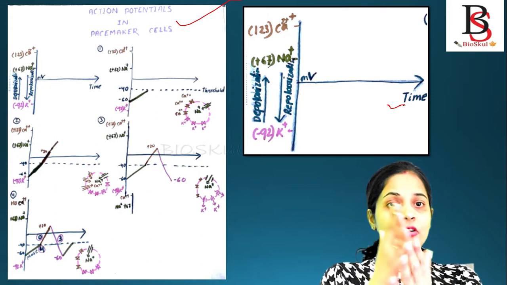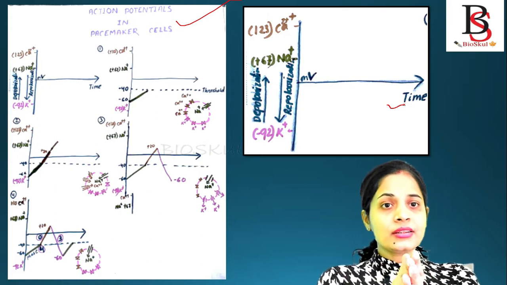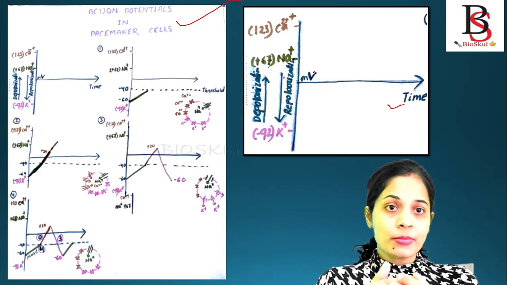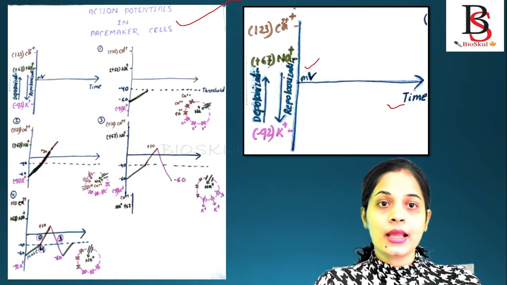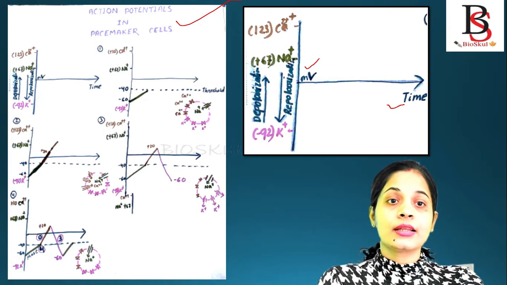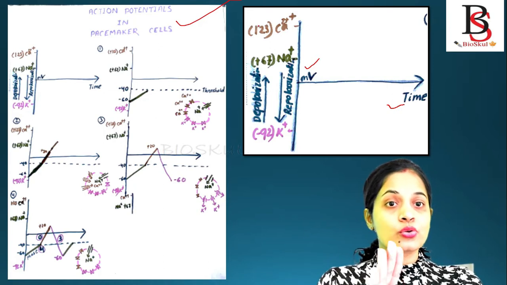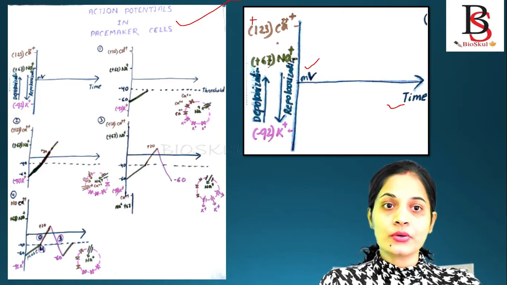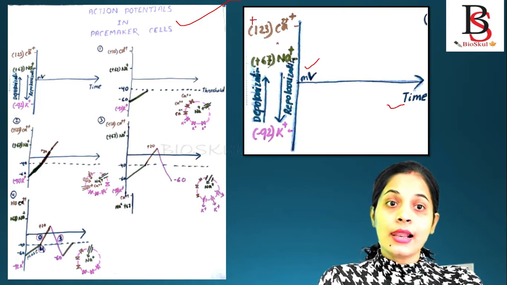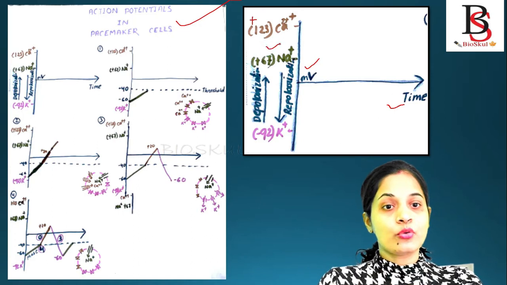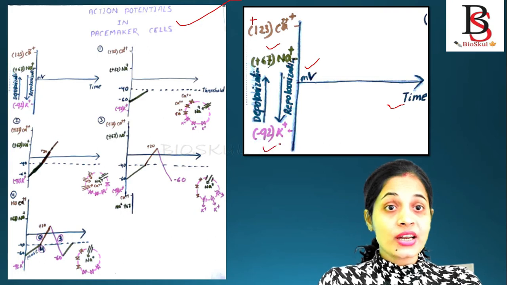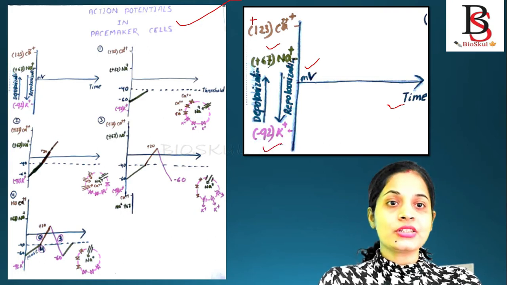Because of the inflow and outflow of ions, there is a change in membrane potential, or the voltage of the membrane, which is represented in millivolts. If the calcium ion alone moves into and out of the cell, then the membrane potential will be plus 123. If sodium ion alone moves in and out, then it will be plus 67. Similarly, for potassium ion, it will be minus 92.